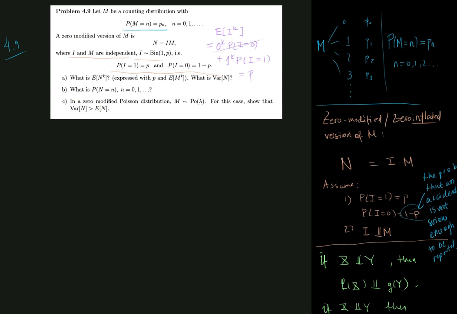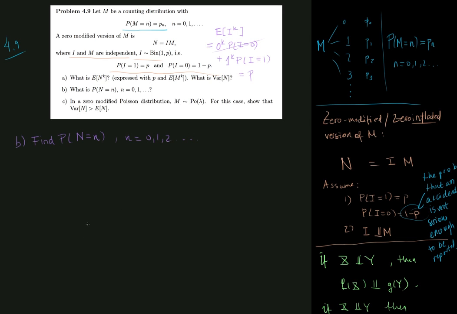So now let's find the point probabilities of the zero modified version of M. So what we want to do is to find the point probability, so the probability that N is equal to some value, for that value being 0 or 1 or 2 and so on and so on.